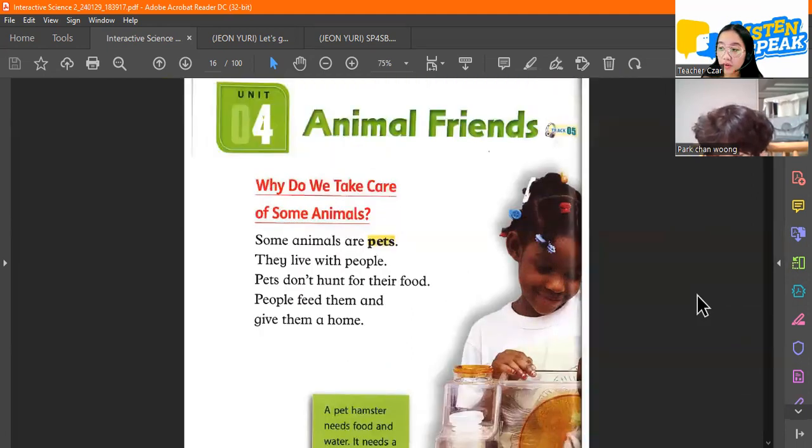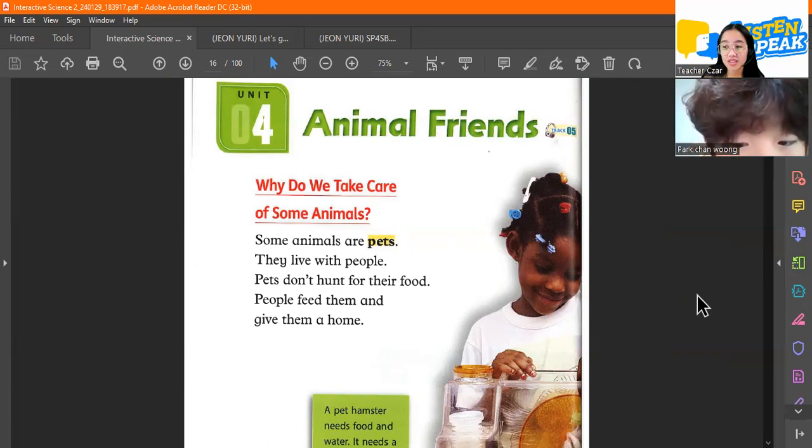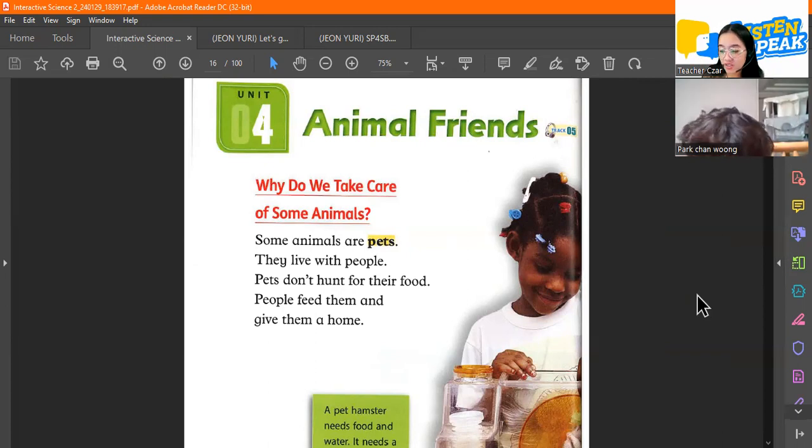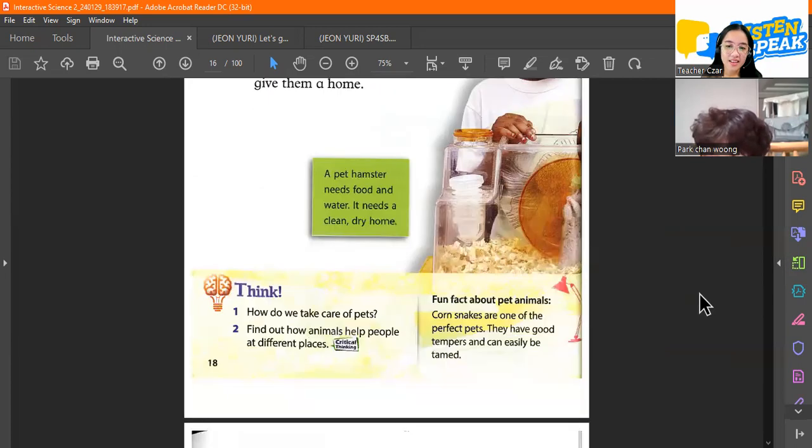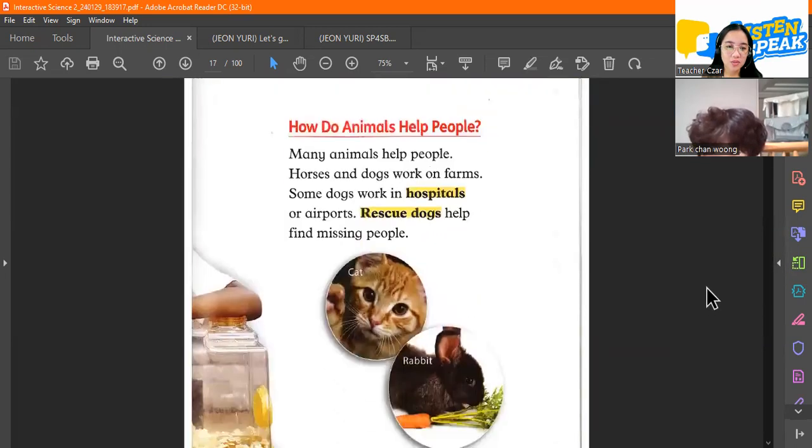Okay, but remember, there are some animals that can be pets. But if you are going to have a cheetah as a pet, it is not recommendable because a cheetah is for the wild. If you have a cheetah as your pet, you are not giving him a chance to live in the wild. Okay? Yeah. So now let's move on with this one.